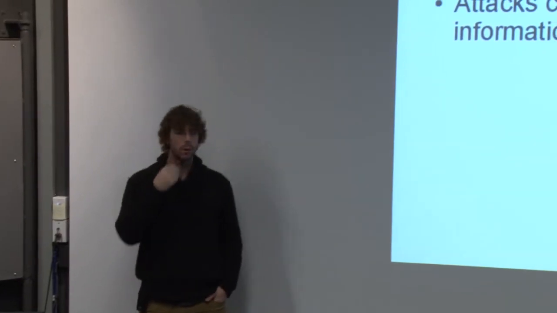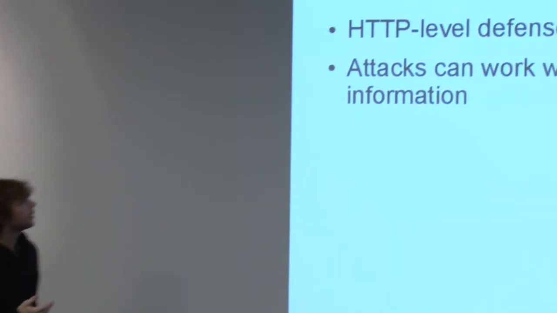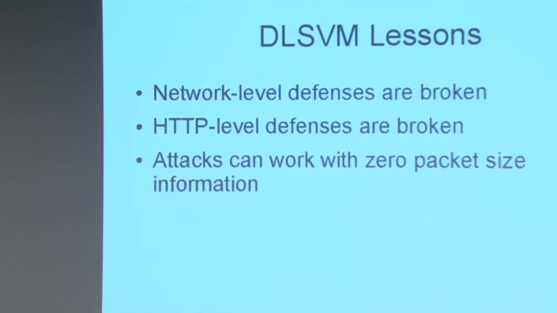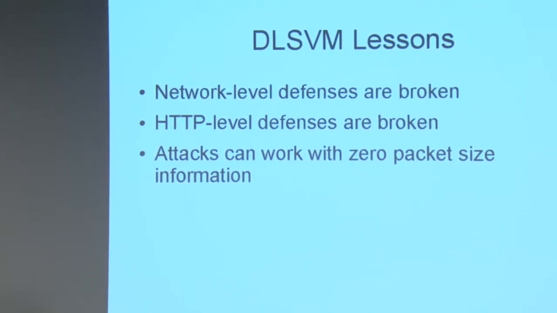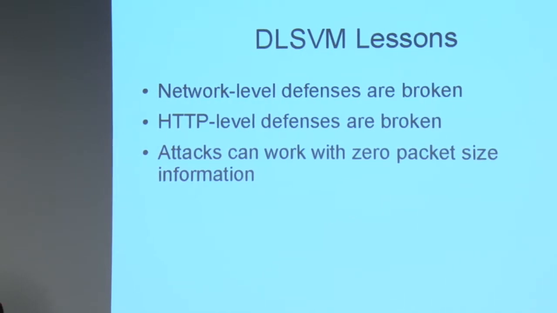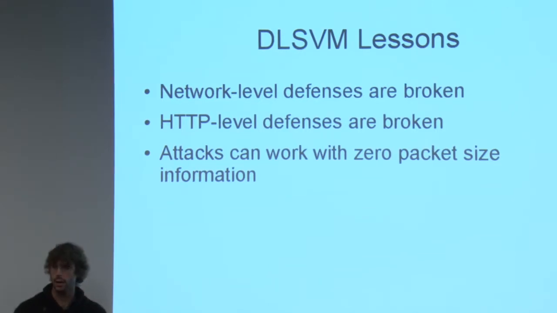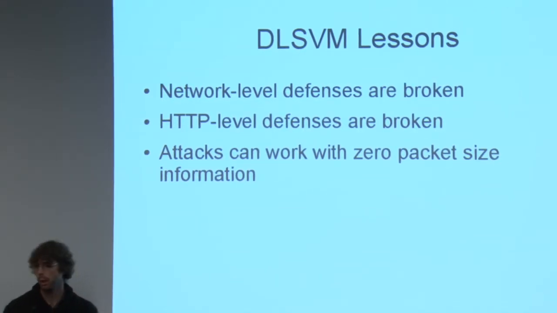So the takeaways from this part of the talk are that a lot of these network defenses are broken. The HTTP defenses are broken. And your trace of packets that an attacker can observe can leak what you're doing through many different channels: packet size, packet ordering, and possibly others we haven't looked at, such as inter-packet timing. And so a good defense should cover all of these.